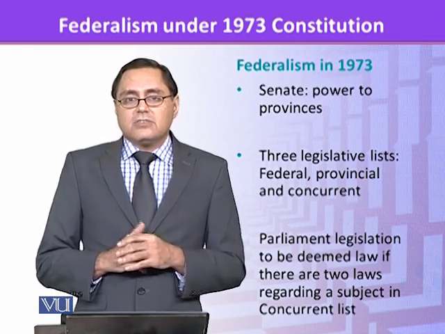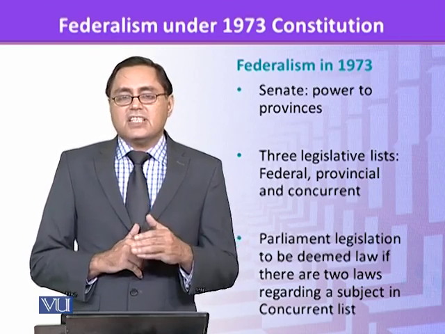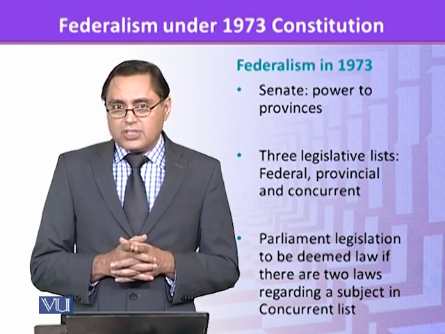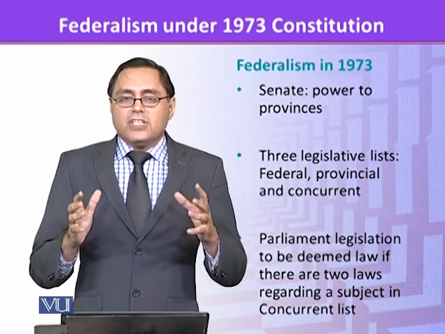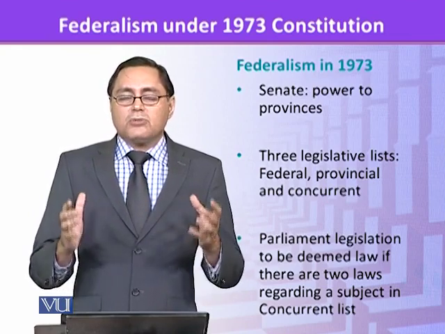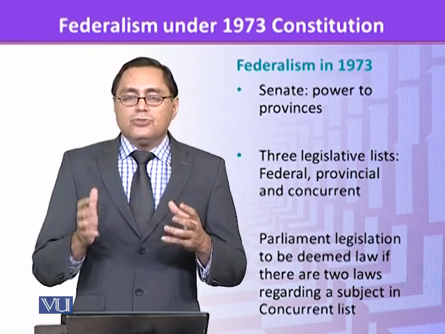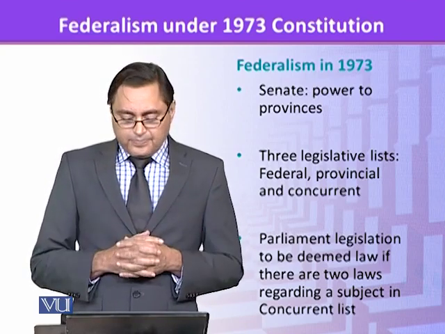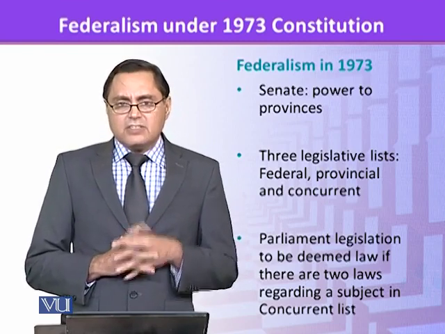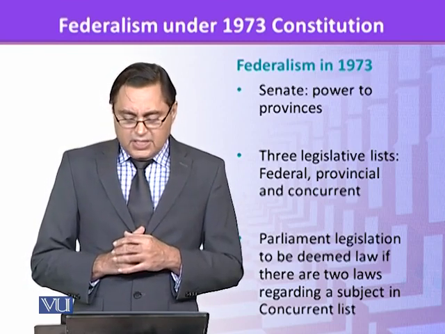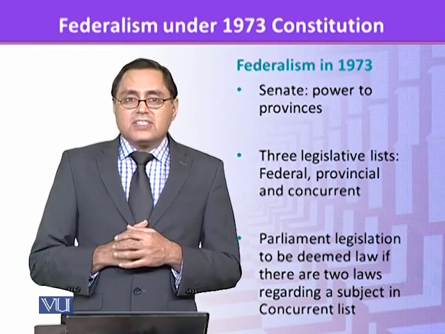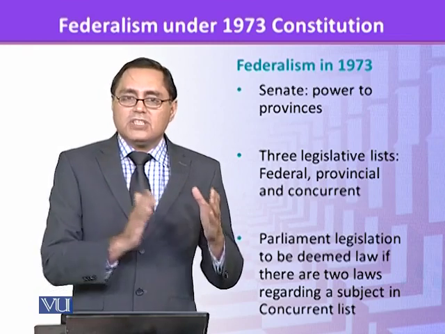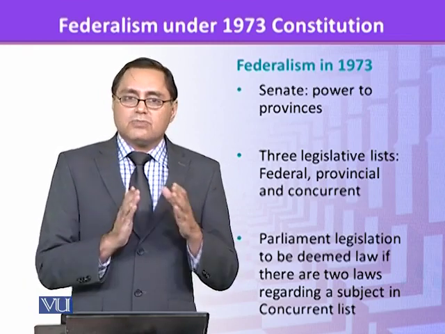Previously, as we discussed, in 1956 and 1962 there was no second chamber. The Senate was introduced with the federating units. So federalism was strengthened as smaller provinces got the power to stop or delay legislation which they don't like. There were 3 legislative lists: the federal, the concurrent and the provincial. As in the other 2 cases, if there are 2 laws, one by the federation and one by the province, it was the federal law which prevailed.